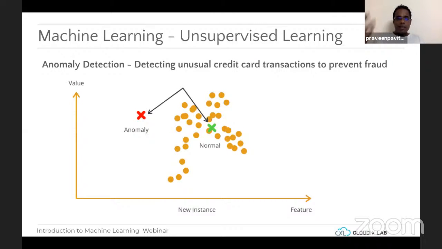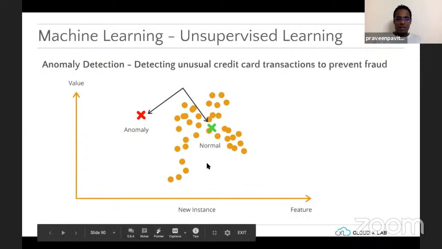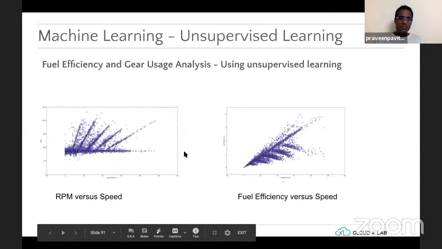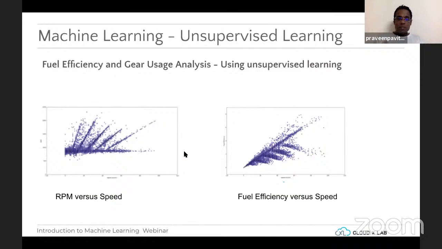Okay, there's anomaly detection. So this is what I drew before, and as I said, this is a very simple way of doing anomaly detection. Okay, there is another way where we use unsupervised learning.